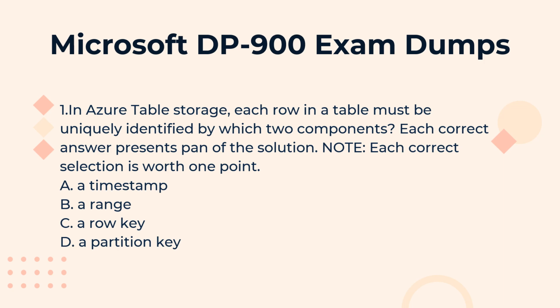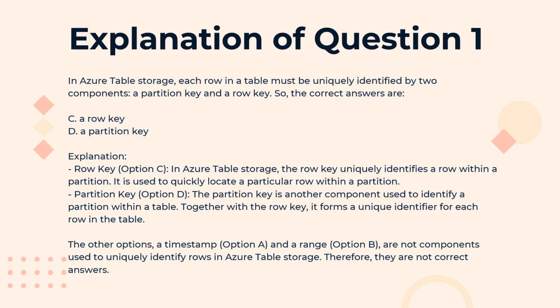A partition key. In Azure Table Storage, each row in a table must be uniquely identified by two components, a partition key and a row key. So, the correct answers are C. A row key. D. A partition key.